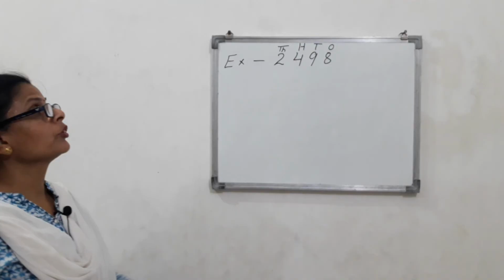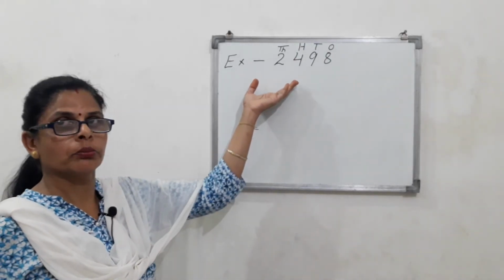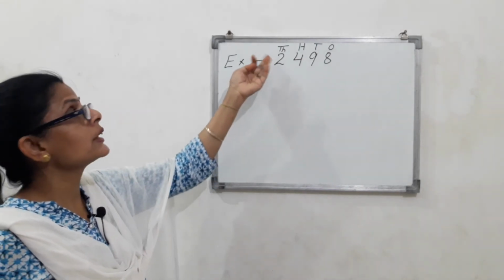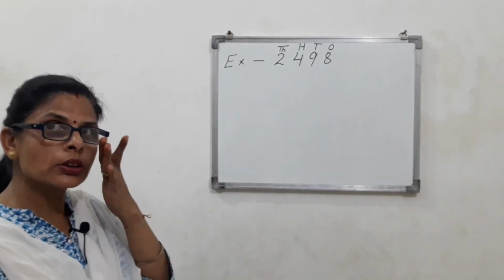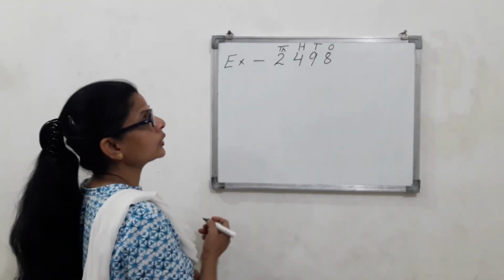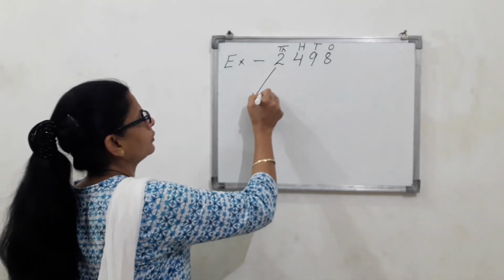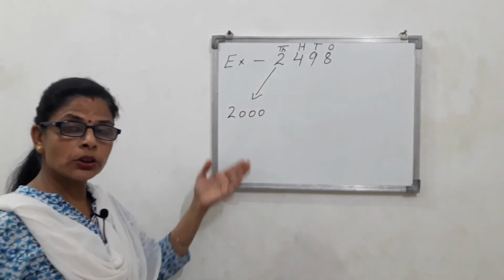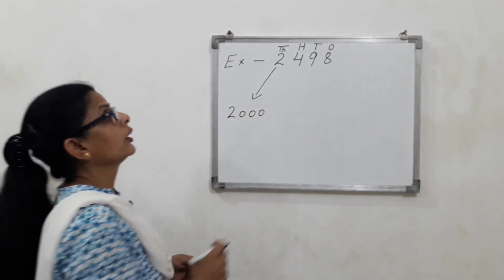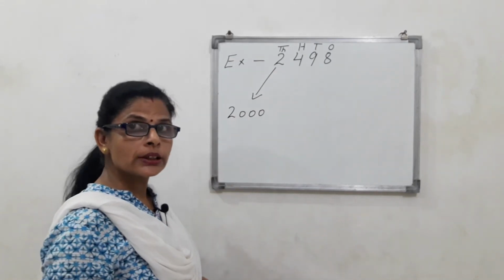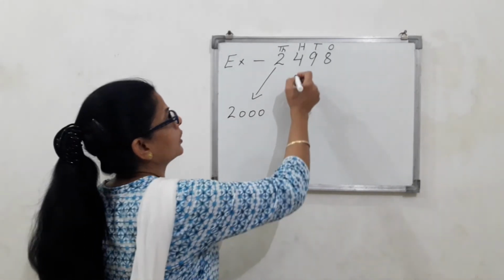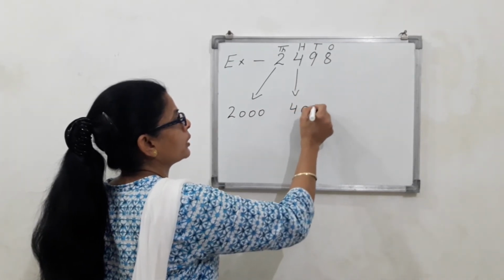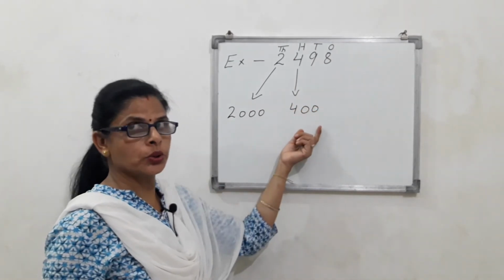Now to write this number in expanded form, right? So on 2, what is the place given? 2000. So how do we write 2000? We write 2 and 3 zeros, right? Then 4 is on which place? It is on the 100 place. So what do we write? 400 means 4 and 2 zeros.